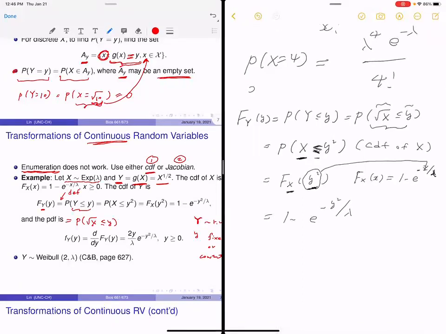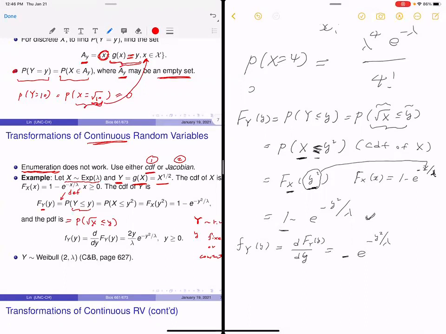But if I first asked you what the PDF looks like, right here, nothing but what? Nothing but doing differentiation of the CDF to become PDF. Okay, then doing the differentiation right here should be easy, right? Minus 1 goes away, exponential minus y squared divided by lambda.